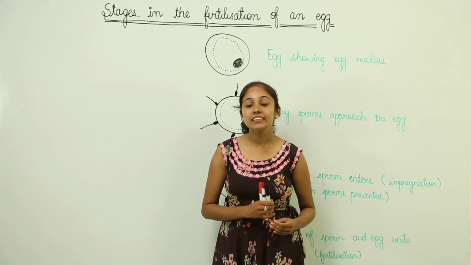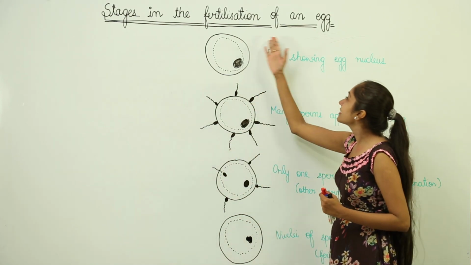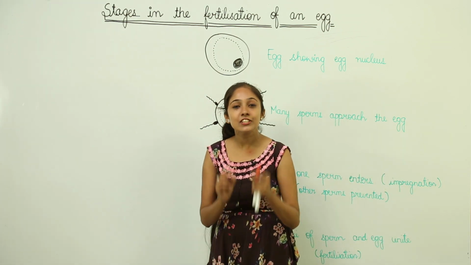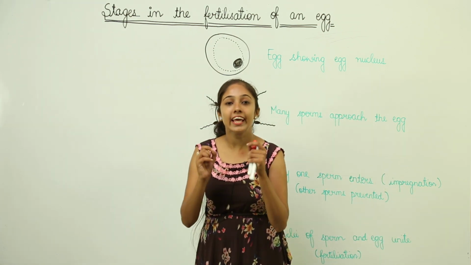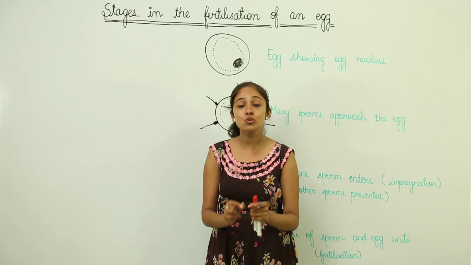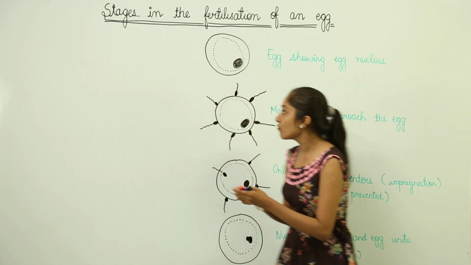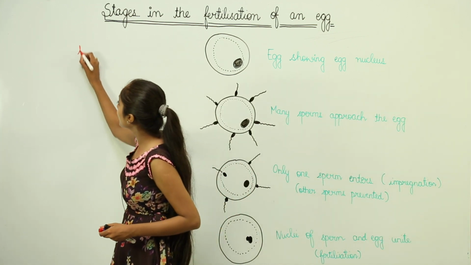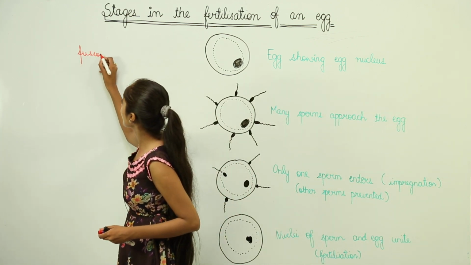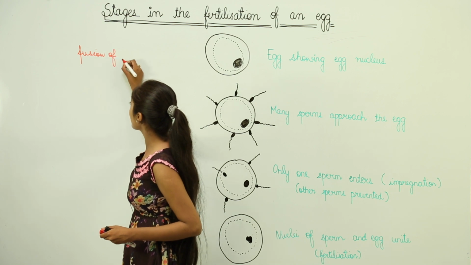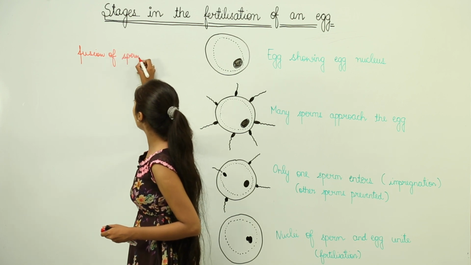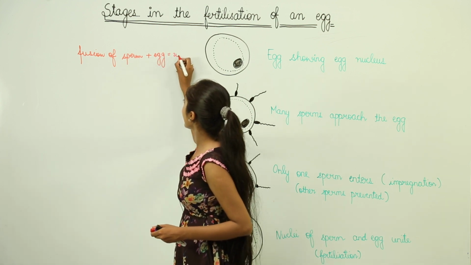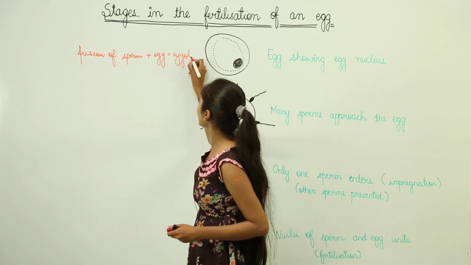Now let's see what are the stages in the fertilization of an egg. What do we mean by fertilization first? Fertilization means the fusion of the egg and the sperm to produce zygote. So what is fertilization? Fertilization means we are talking about the fusion of sperm and an egg. Sperm plus egg produces zygote. This is known as fertilization.